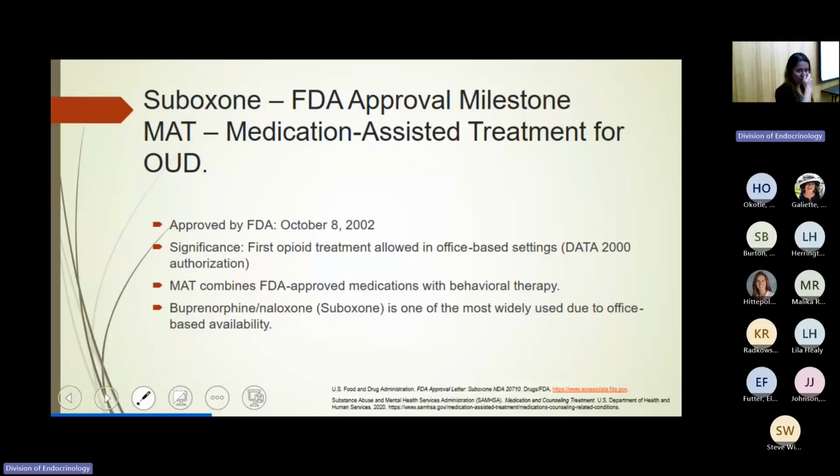Then in 2006, it was linked to the medication-assisted treatment program by the FDA, and it was approved for office use. MAT combines FDA-approved medication with behavioral therapy, and that's one of the ways that we make sure patients are taking it the way they're supposed to and not misusing it.